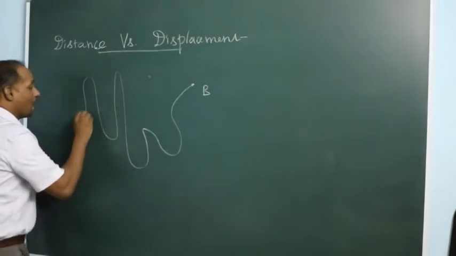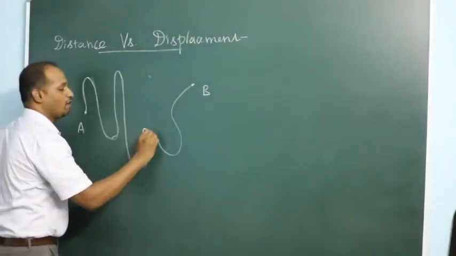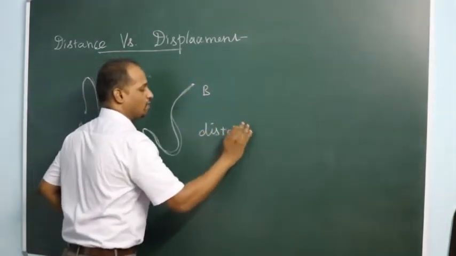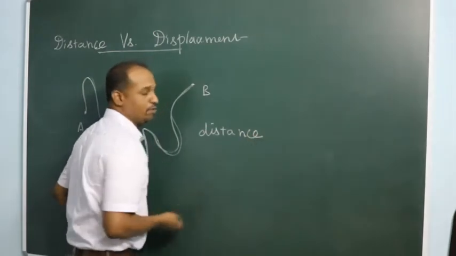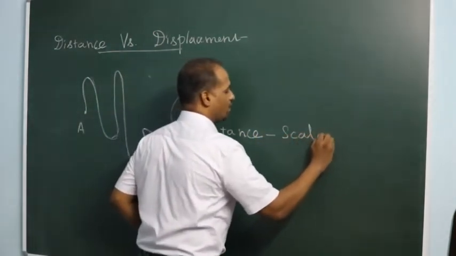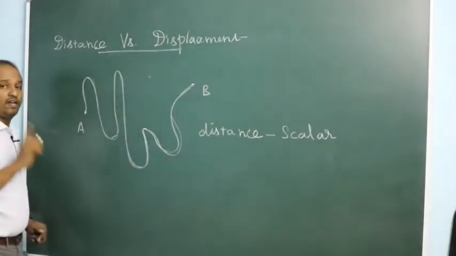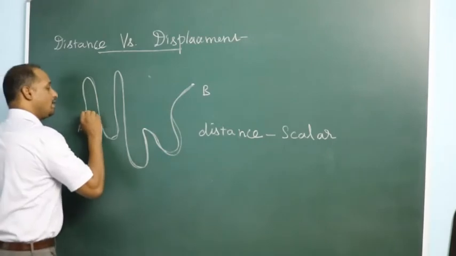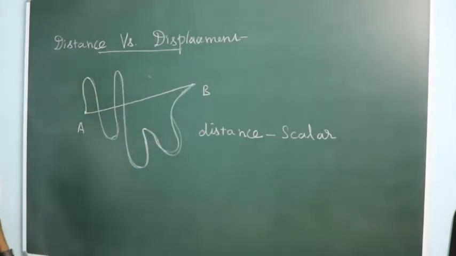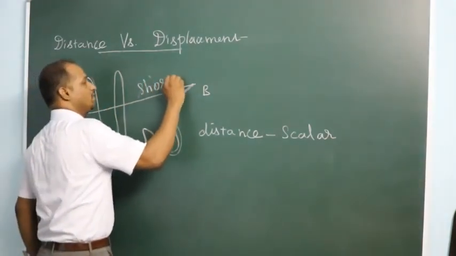So the actual length of the path traveled is called distance. Since you cannot impose any direction on this, distance is a scalar. But there is always a possibility to connect the initial point to the final point with the help of a straight line. That straight line is the shortest distance.